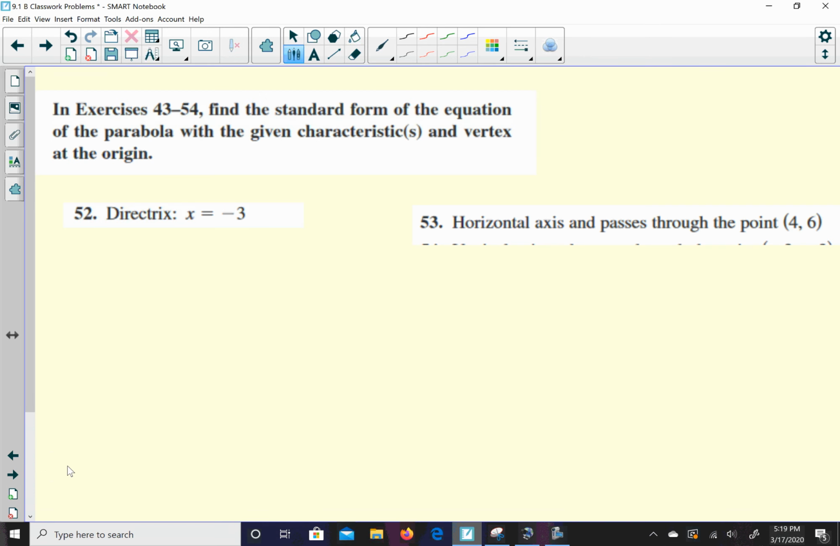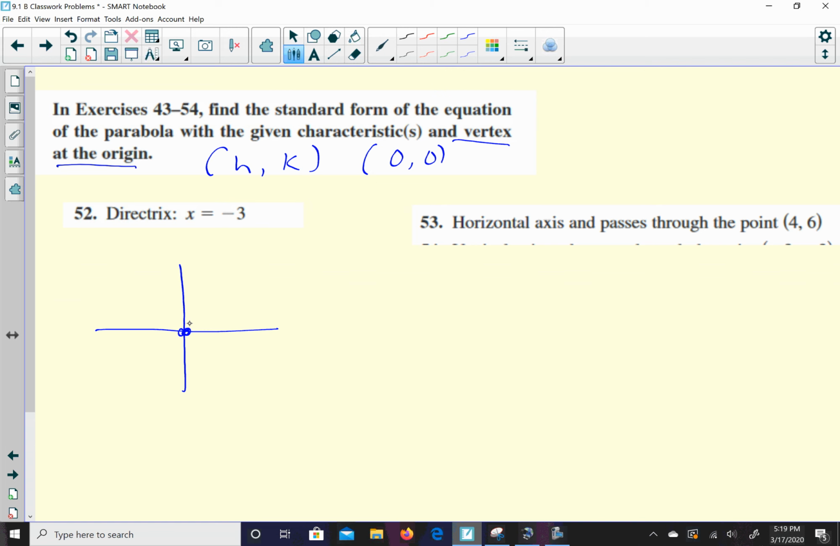All right, so the next one, it says find the standard form of the equation of the parabola with the given characteristics, and the vertex is at the origin. So the vertex is at the origin, which means my h, k combo is going to be 0, 0. So I like to draw a quick little sketch. I know my vertex is at the origin.